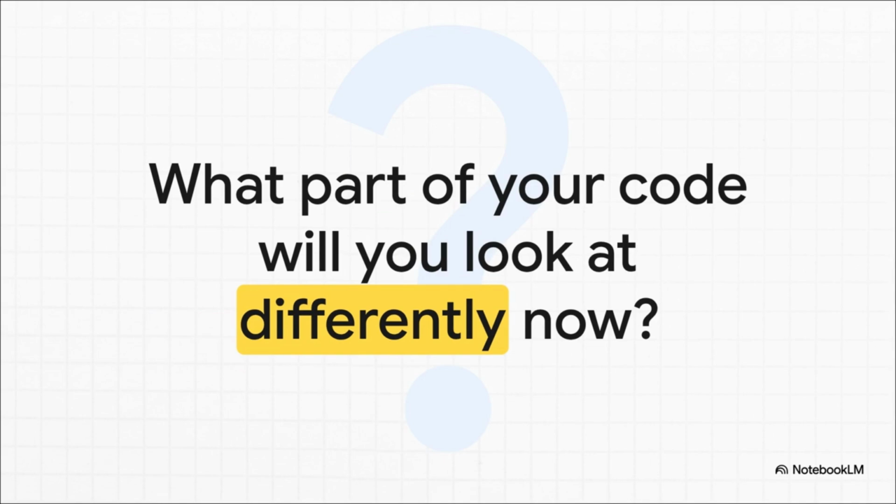So I'll leave you with this final thought to chew on. Now that you've seen the machinery, now that you've seen all the gears turning inside the engine, what part of your own code, maybe it's a promise, an event listener, or just a for loop, are you going to look at with a completely new perspective?